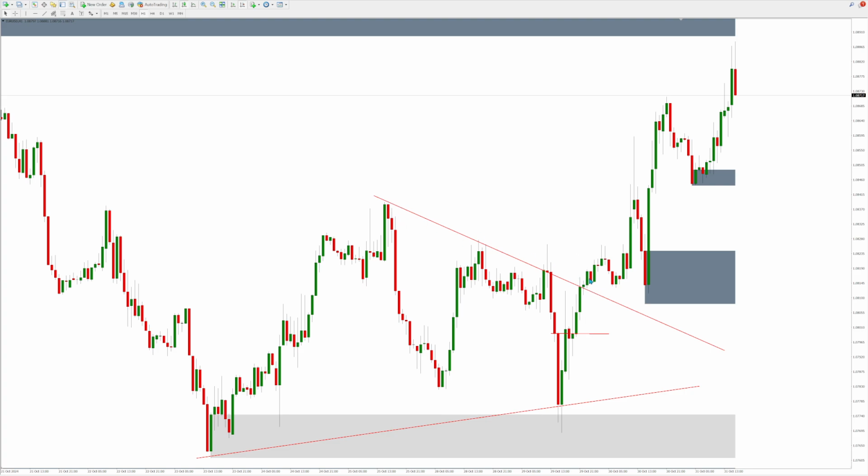You had a mini pullback on this upwards move and then a continuation. You also had a breach of this resistance-come-support, which could have been an entry, or you could have waited for the breakout, the pullback, and then entered on the continuation, whether that's there or here. Okay.